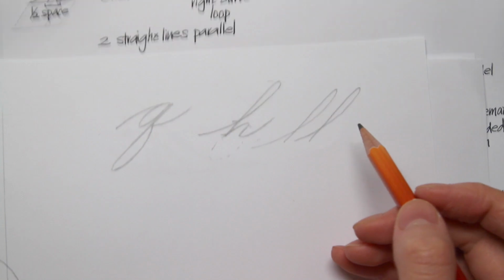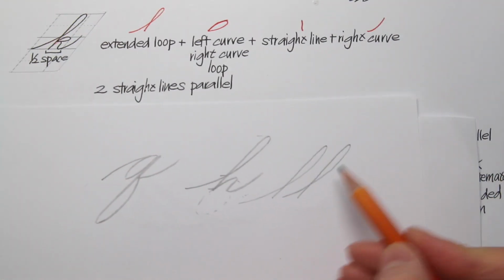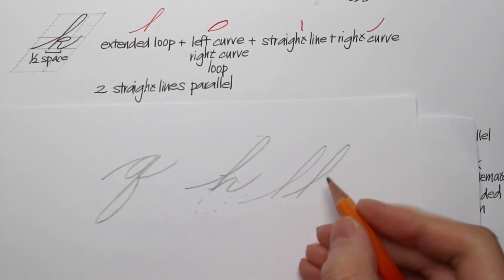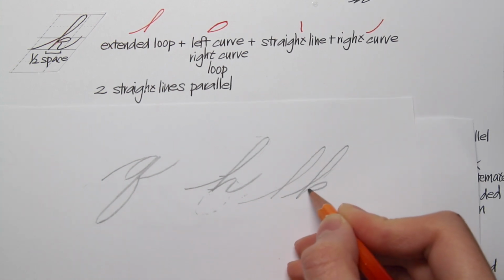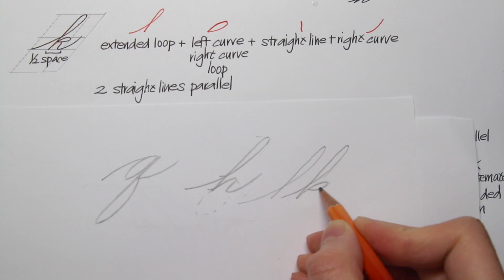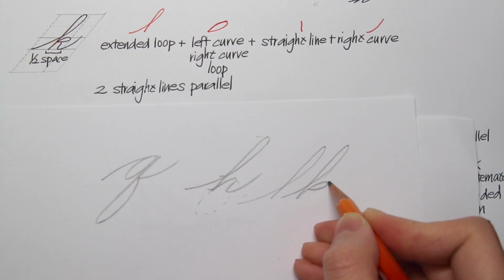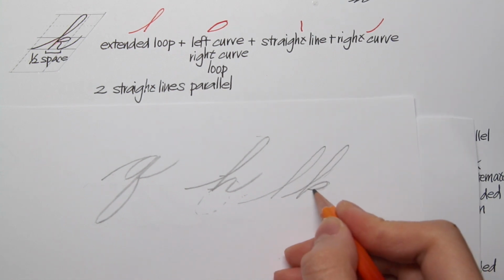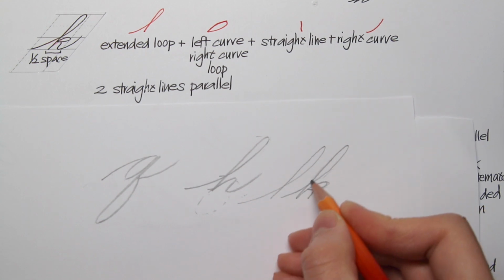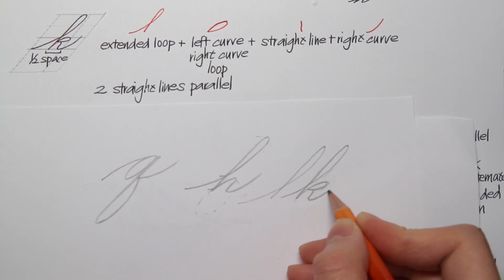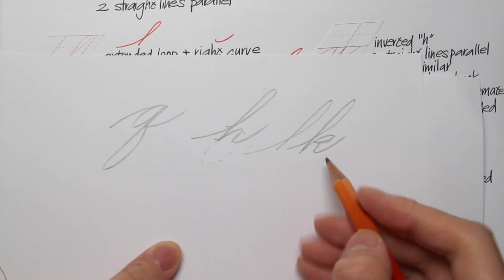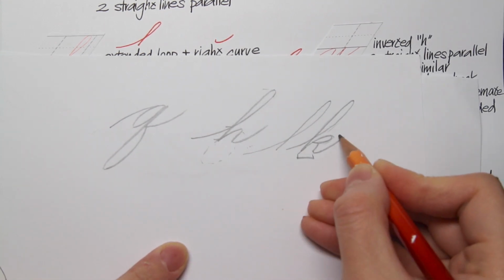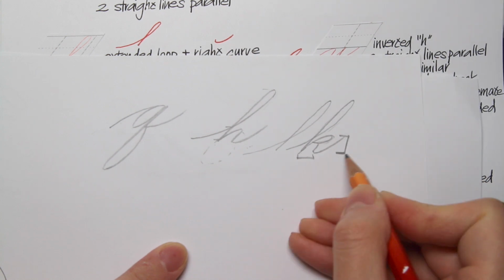The letter K is an extended loop, left curve, right curve. So that's the semi-angular principle 2 plus 3. Straight line, parallel with your straight line here, right curve up. Make sure that your letter K is not too wide. This should be half the space of your X height.